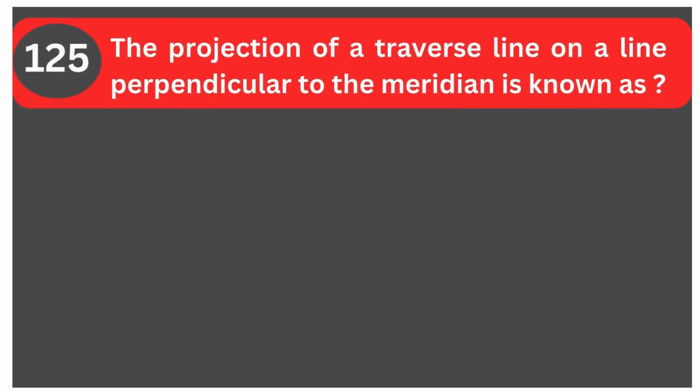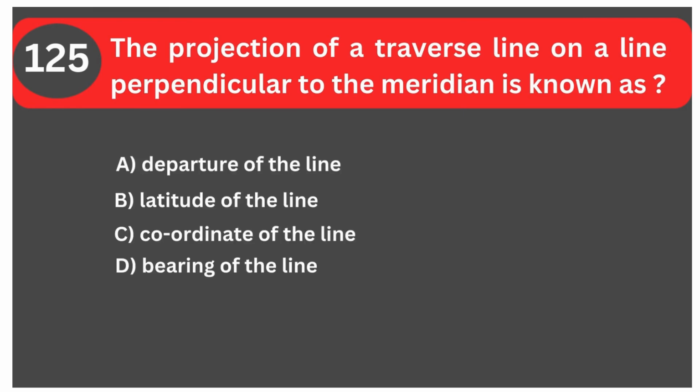The projection of a traverse line on a line perpendicular to the meridian is known as. Options: A. Departure of the line. B. Latitude of the line. C. Coordinate of the line. D. Bearing of the line. Answer: A. Departure of the line.